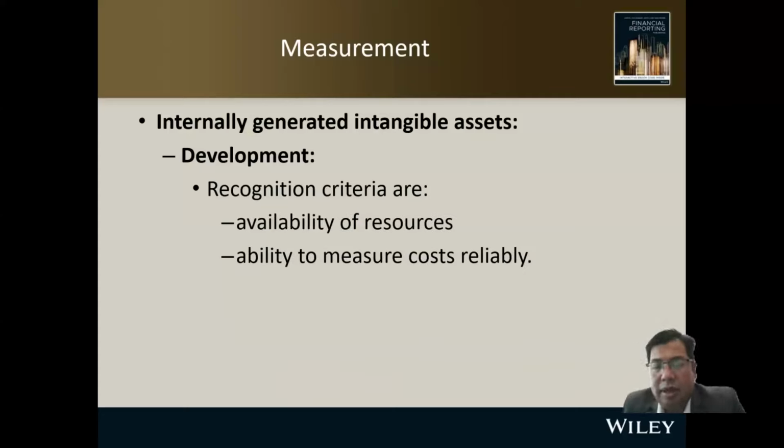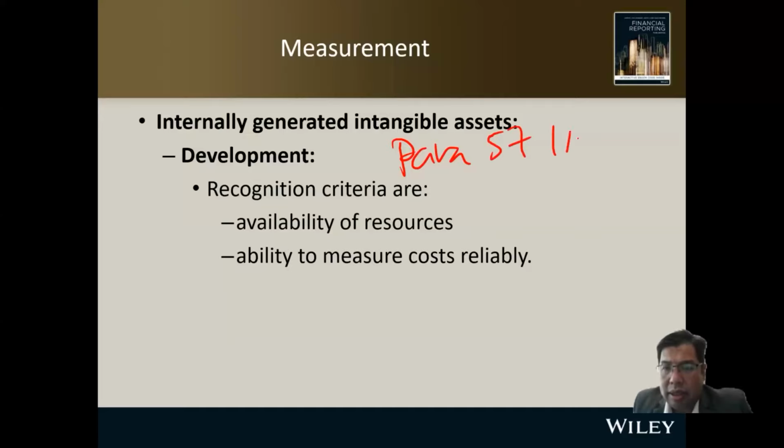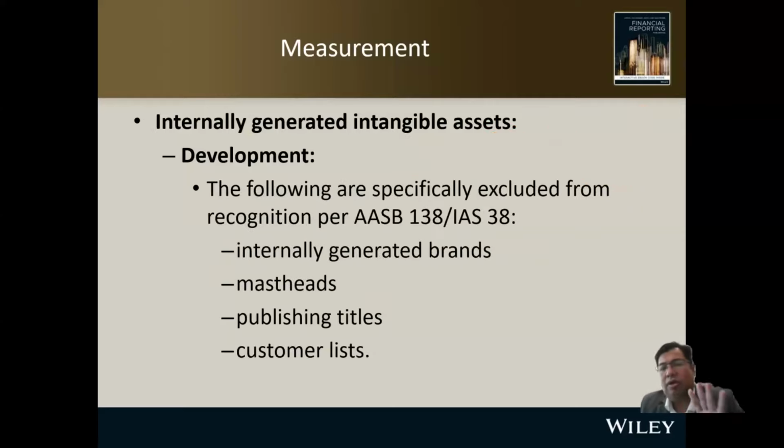Number five, you have available resources to complete the project, to transform your research to outputs. And number six, you can measure the cost reliably. So these are the six criteria that fall under para 57 of IAS 38. So you must fulfill all these six criteria. Then you can record it as your intangible assets.